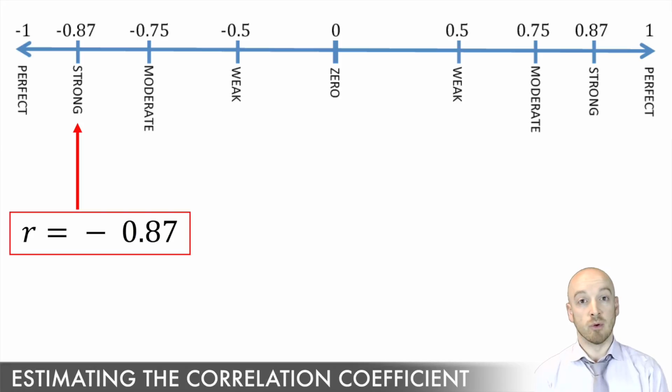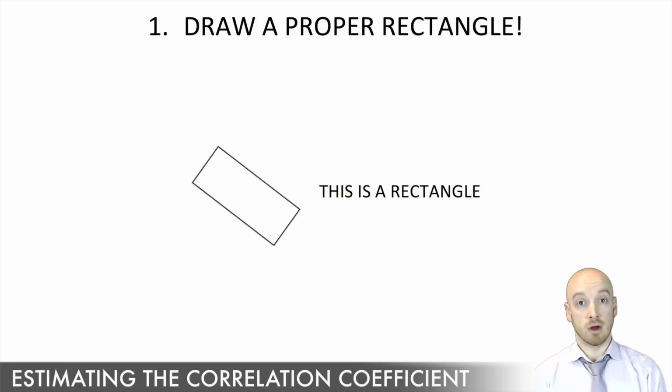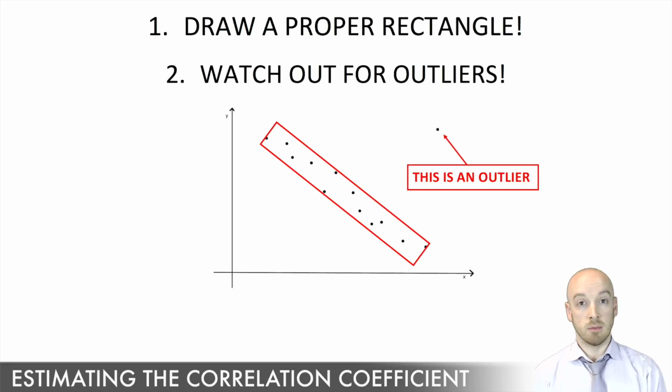But here's a couple of important reminders before we see another example. First, you have to draw a proper rectangle, and you have to draw it as tight as you can to the dots that form the trend. Second, you may have heard talk of something called an outlier. An outlier is going to be very obvious. What it means is it's a dot that doesn't really follow the trend on the graph, but it's going to be very obvious if you're looking at an outlier or if you're not.